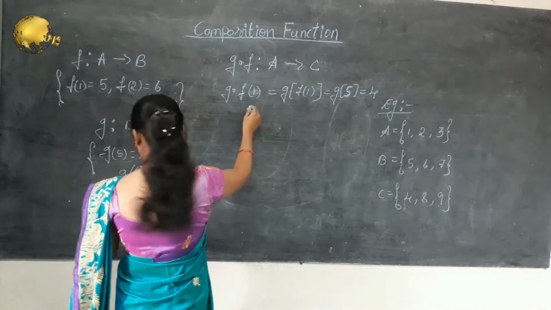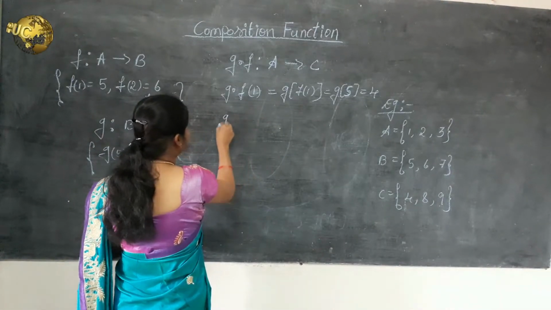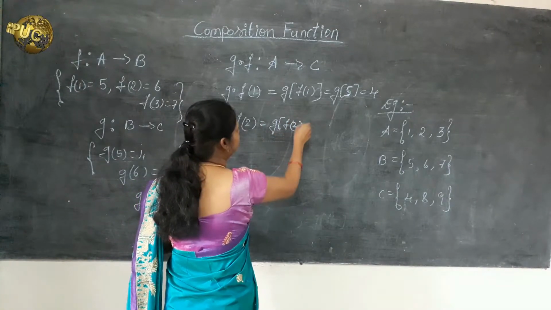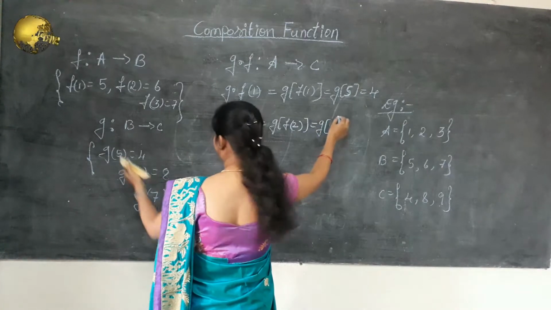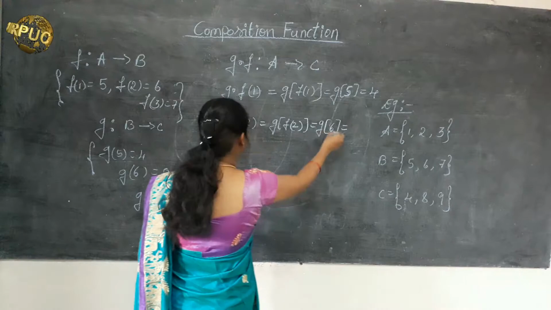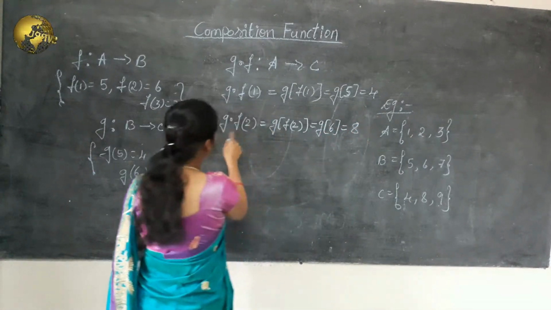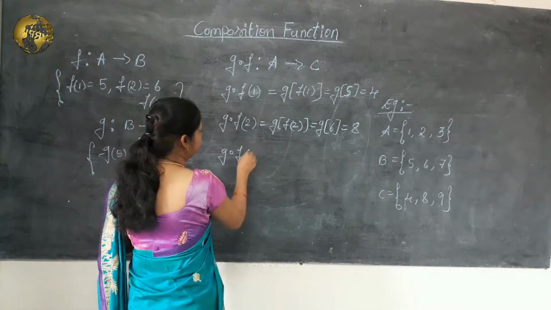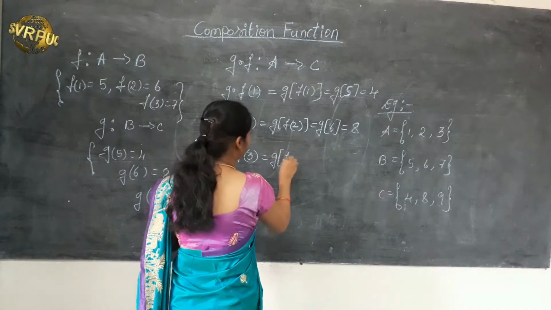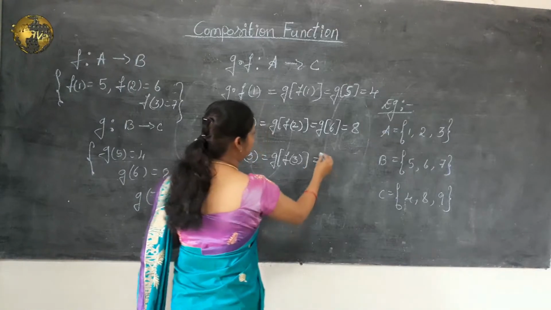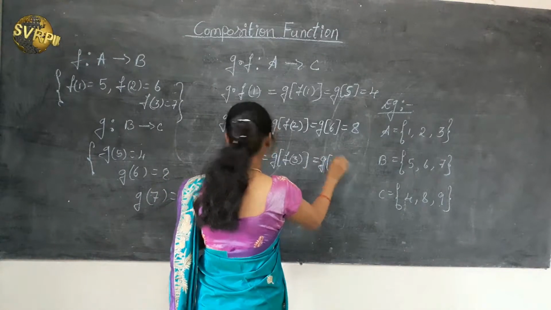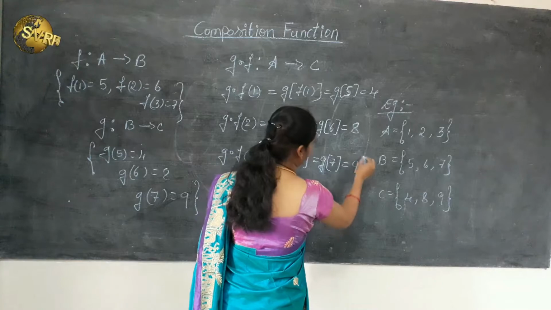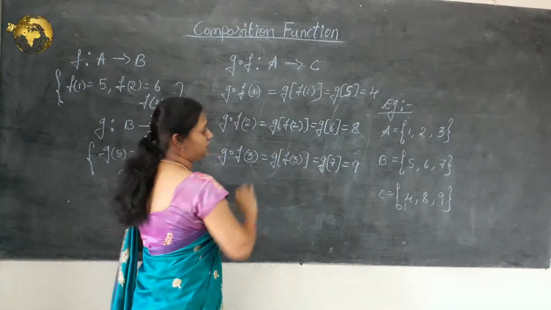Clear? Similarly, I can relate the second element, that is g composition f of 2. This will get the value of g of f of 2, that is equal to g of, what is f of 2? f of 2 is 6. So g of 6 value will become 8. So g composition f of 2 value will be 8. Next, similarly, g composition f of 3 is equal to g of f of 3, equal to g of, what is f of 3? f of 3 value is 7. So this is equal to g of 7, which is 9. So g composition f of 3 value will become 9.